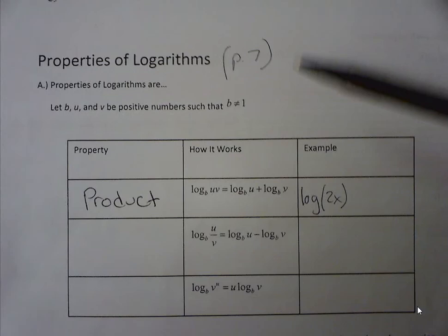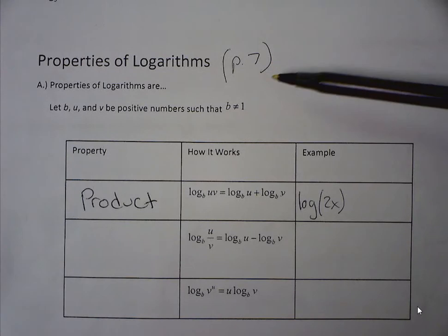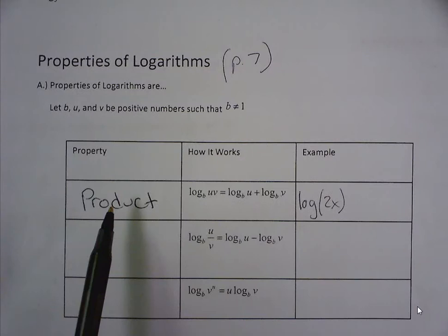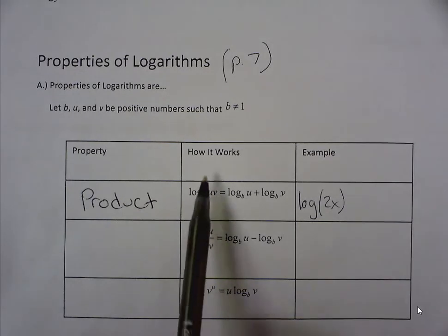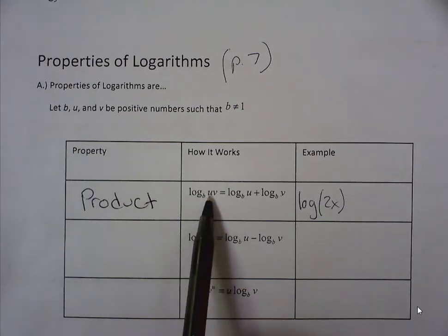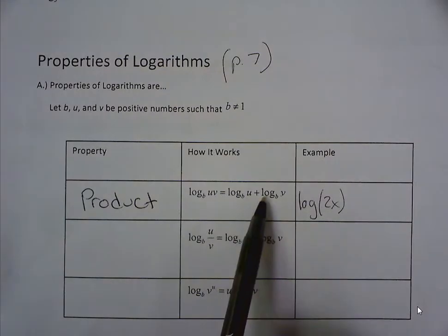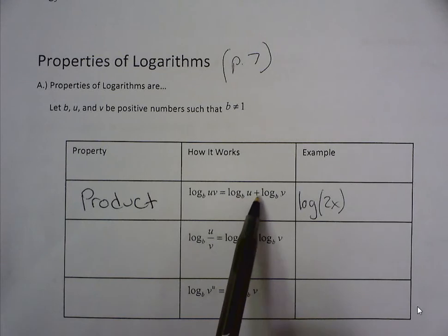Okay, so I'm on page 7 of our unit packet, and we're going to be going over 3 properties of logarithms. So the first property that we're going to be going over is called the product property. How it works: I have log of base b of u times v. These are 2 variables. Whenever we're multiplying, if you want to expand this into 2 different logs, then you add. Notice that our bases are the same: log of u plus log of v.